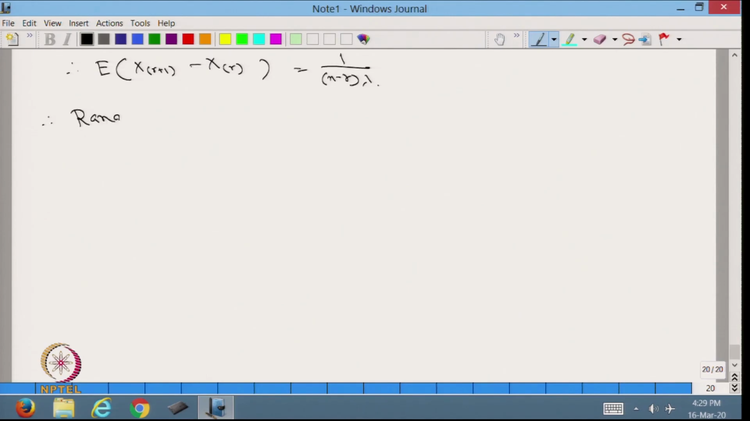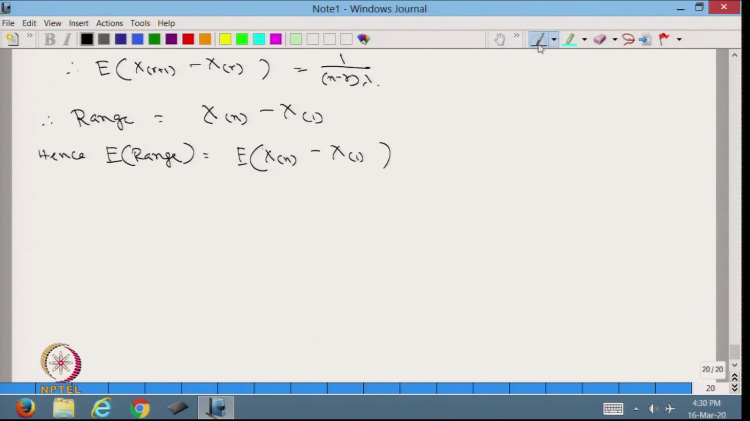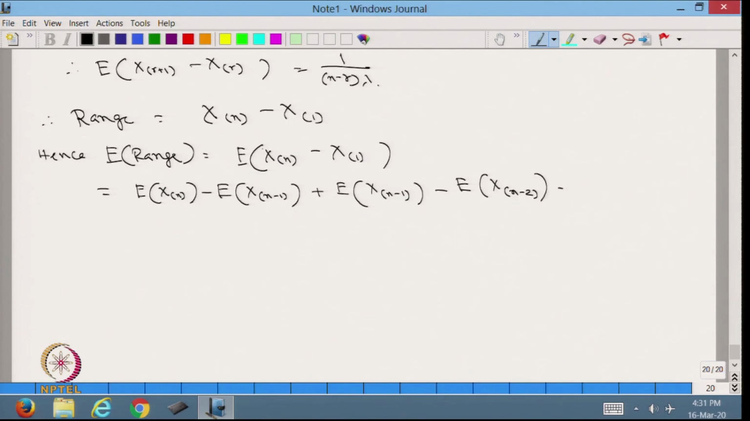Therefore, the range is equal to X_n minus X_1. Hence, the expected value of the range is equal to the expected value of X_n minus X_1, which is equal to the expected value of X_n minus expected value of X_{n-1}, plus expected value of X_{n-1} minus expected value of X_{n-2}, and like that if we go, we get plus expected value of X_2 minus expected value of X_1.